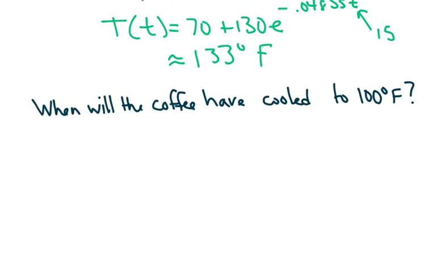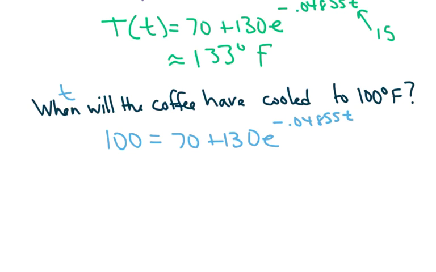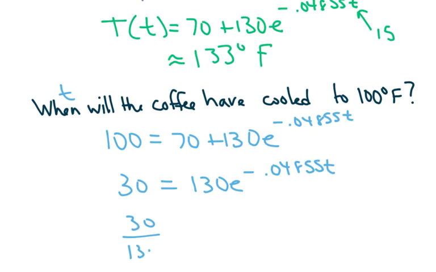What if I want to find out when the coffee will have cooled to 100 degrees Fahrenheit? In other words, when will the time make the coffee be 100? So I set 100 equal to 70 plus 130e to the negative 0.04855t, and we're going to solve that equation for t. First, I'm going to subtract 70, so I'm going to get 30 is equal to 130e to the negative 0.04855t. And then we're going to divide by 130.